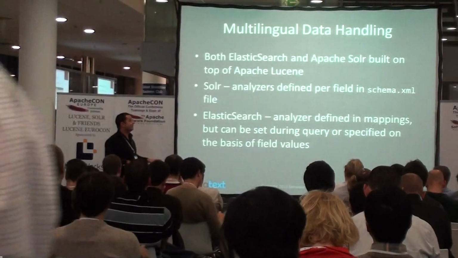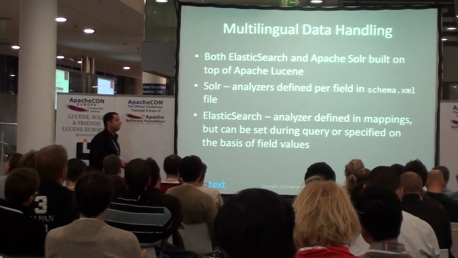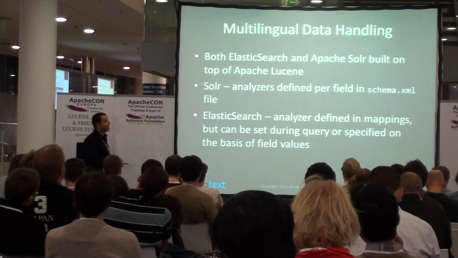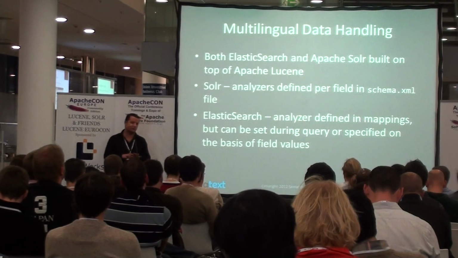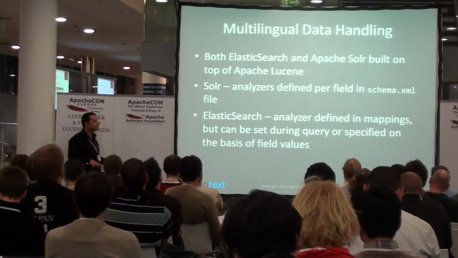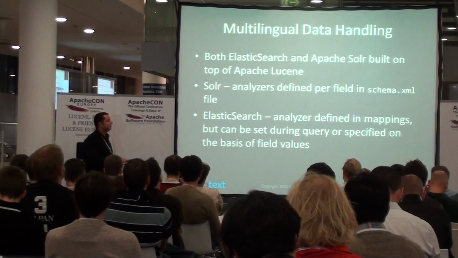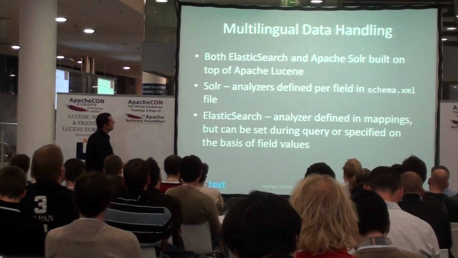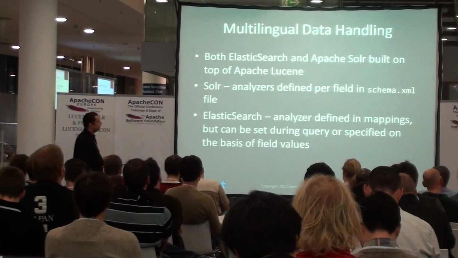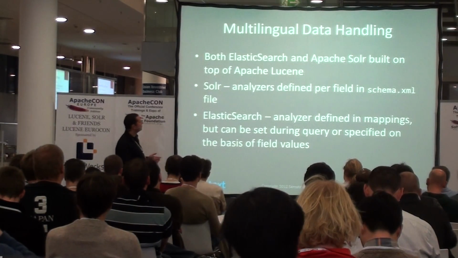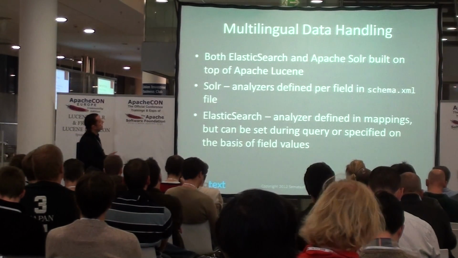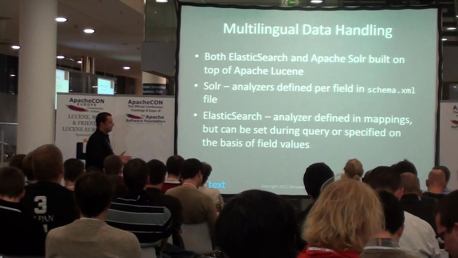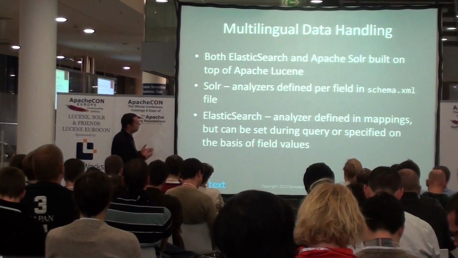Multilingual data handling. As you know, Apache Solr wins that one because it's built on top of Lucene, and Lucene provides much more language handling capabilities. For example, the new stemmer for my own language, Polish, the morphological one. But they all provide multiple languages.